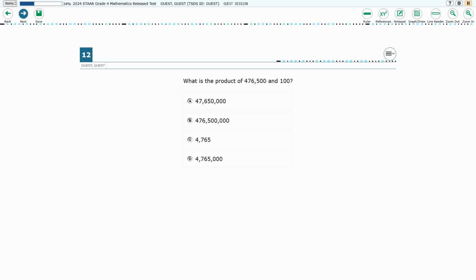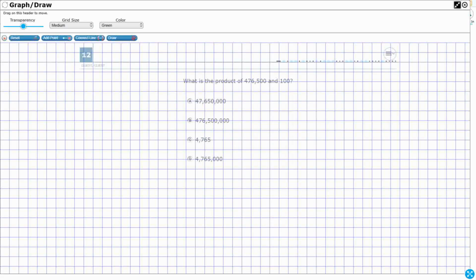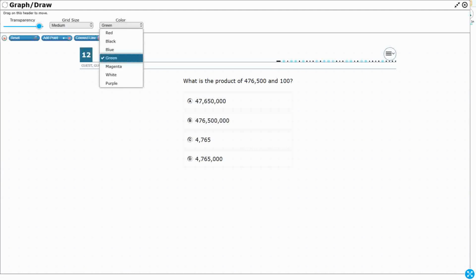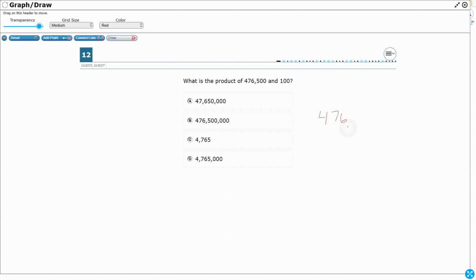So next, we are multiplying by 10 or 100. This is a concept that if students understand it, they can usually blow through this pretty quickly. But sometimes it is difficult. So we've got 476,500. We need to multiply that by 100. So let's figure out what our pattern is, okay?